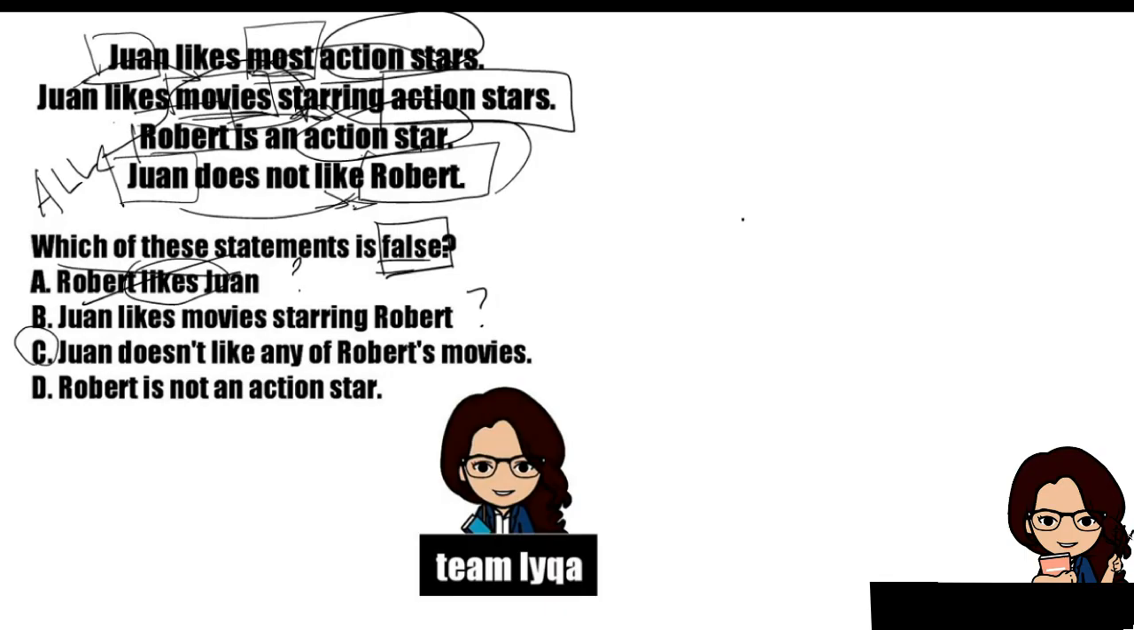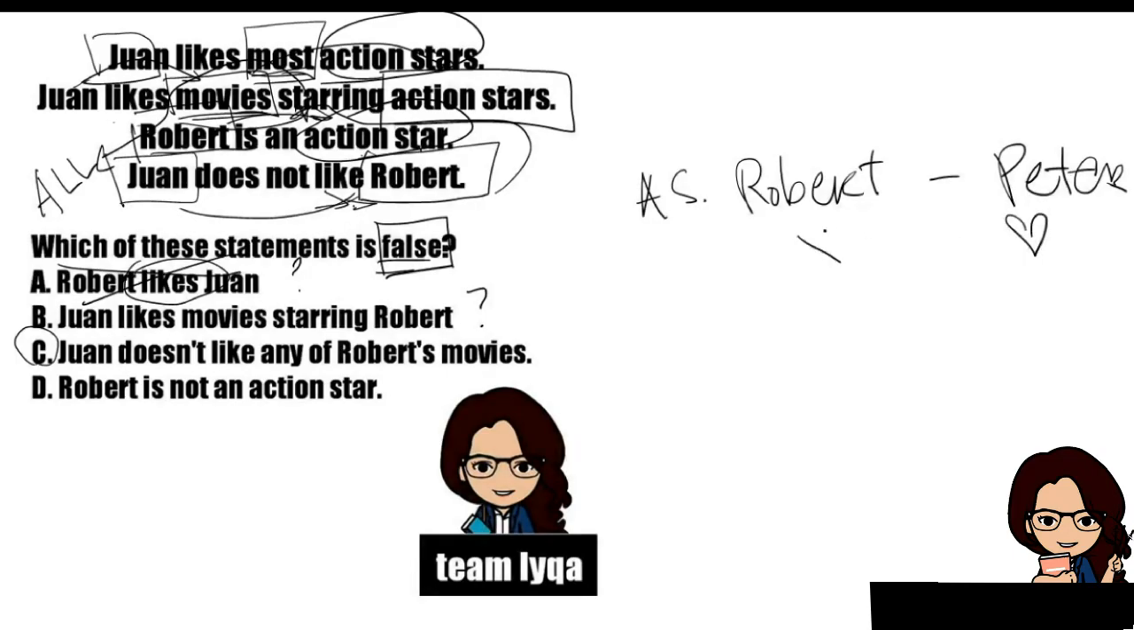Paano kung kunyari, dalawa ang action stars? Kaya sa action star sa pelikula na to, kasali si Robert and kasama din sabihin natin si Peter. Ngayon si Peter naman, gusto to ni Juan. Si Robert ayaw niya. Pero nasa isang pelikula sila.